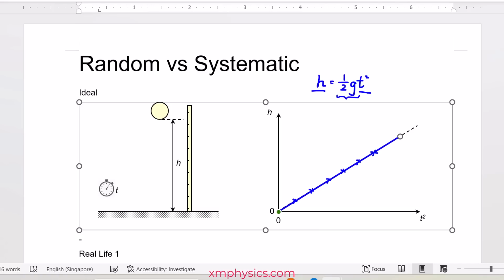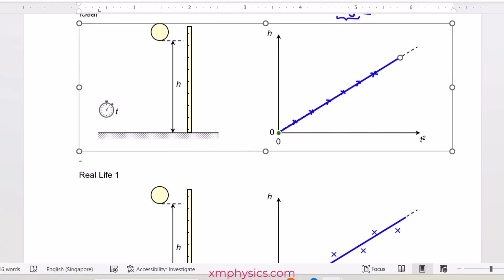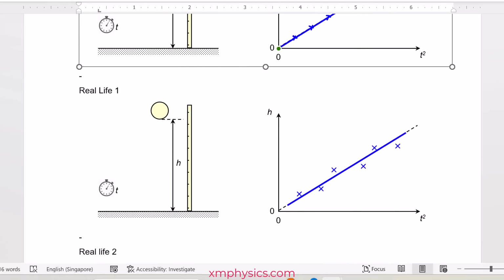Yep, your graph is showing that your data has no errors at all. No, that's not possible in real life. In real life, you are more likely to get a graph that looks like this. So how would you describe your data points? They are scattered randomly about your best fit line. So what could be the cause of this scatter?